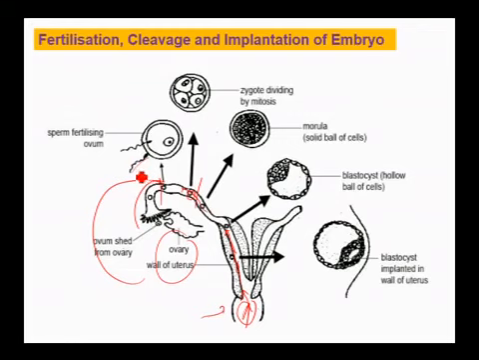Now, the sperm enters the cytoplasm of the egg through the zona pellucida and plasma membrane. The entry of the sperm into the cytoplasm activates the egg. This is called activation of the egg. As a result, the membranes of the egg get thickened.